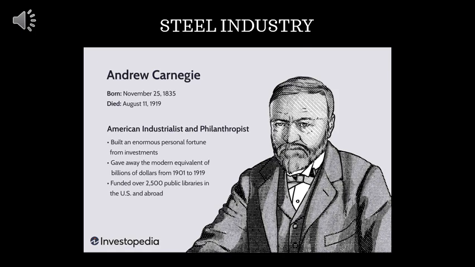Father of the steel industry, Andrew Carnegie, born November 25, 1835, died August 11, 1919. He was an American industrialist and philanthropist. He built an enormous personal fortune from investments, and gave away the modern equivalent of billions of dollars from 1901 to 1919, where he funded over 2,500 public libraries in the US and abroad. His invention and refinement of iron ore into steel helped literally build this country from within.